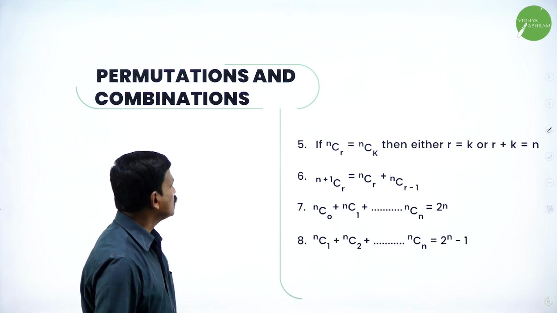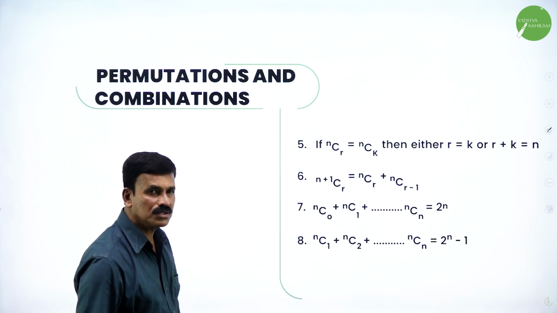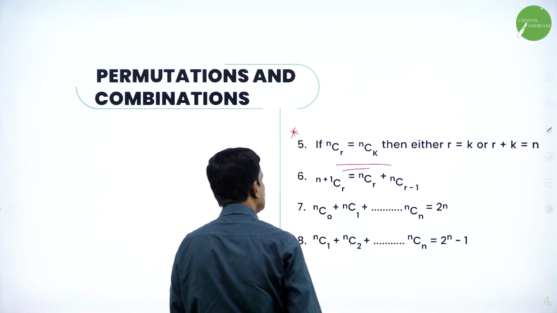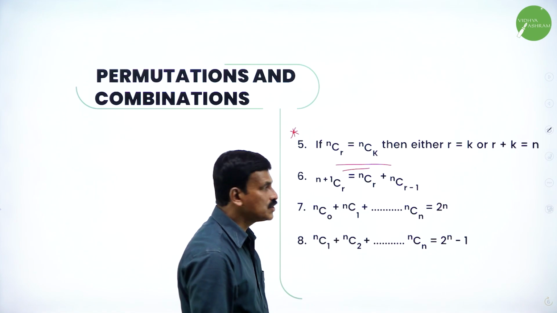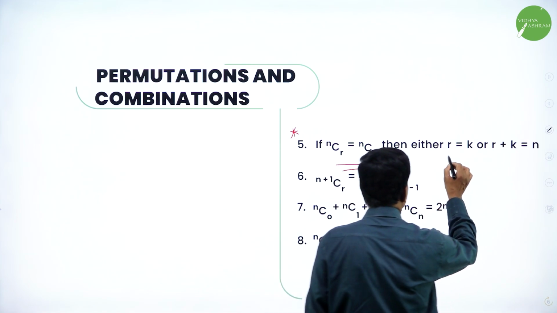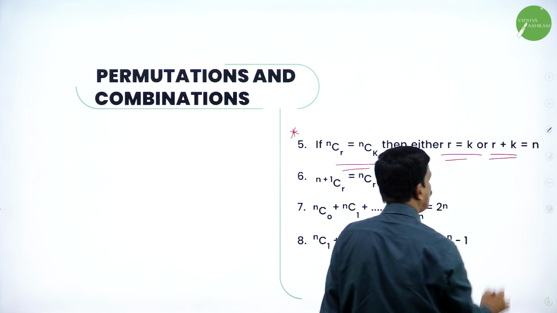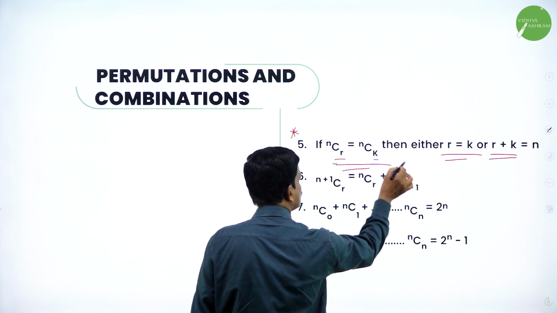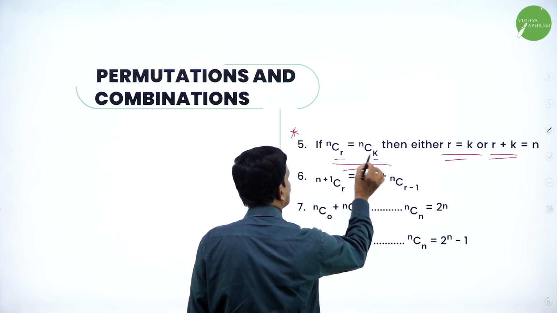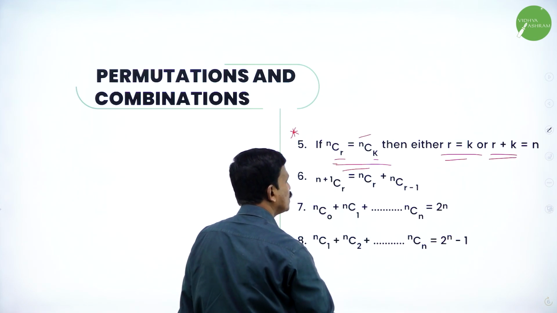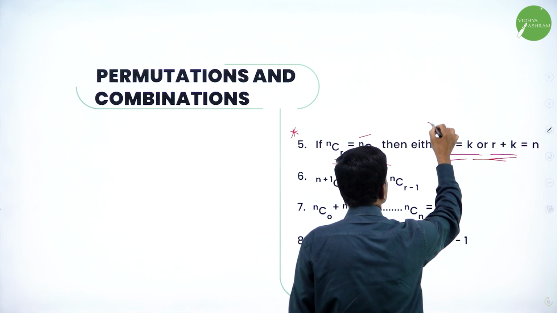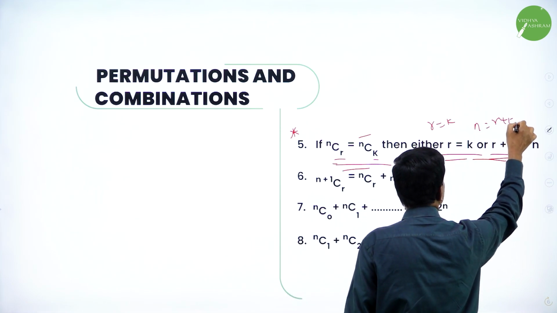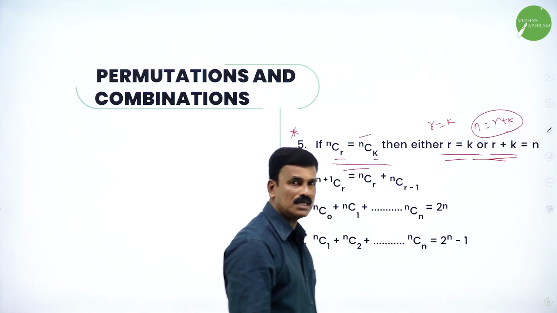Now if nCr is equal to nCk, this is also an important property. If nCr is equal to nCk, then either r is equal to k or r plus k is equal to n. Very important property this is. r is equal to k, or we can also write n is equal to r plus k.